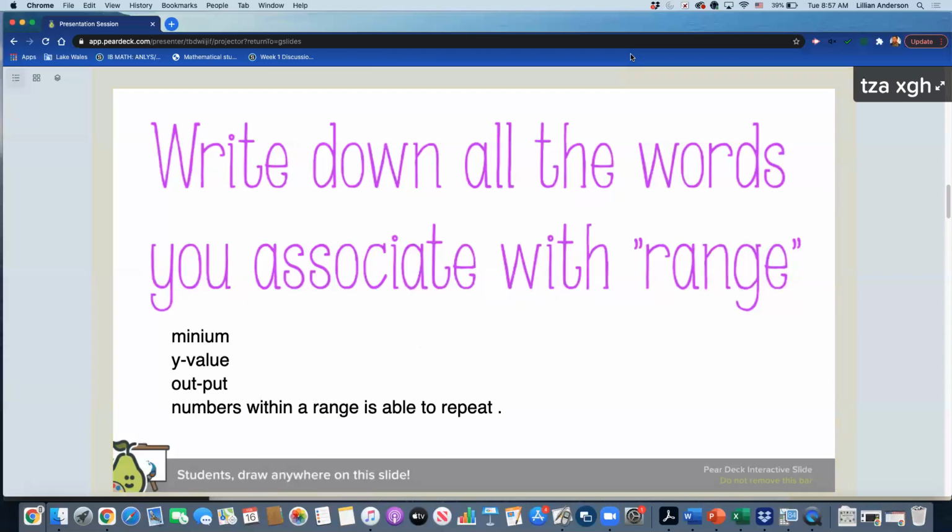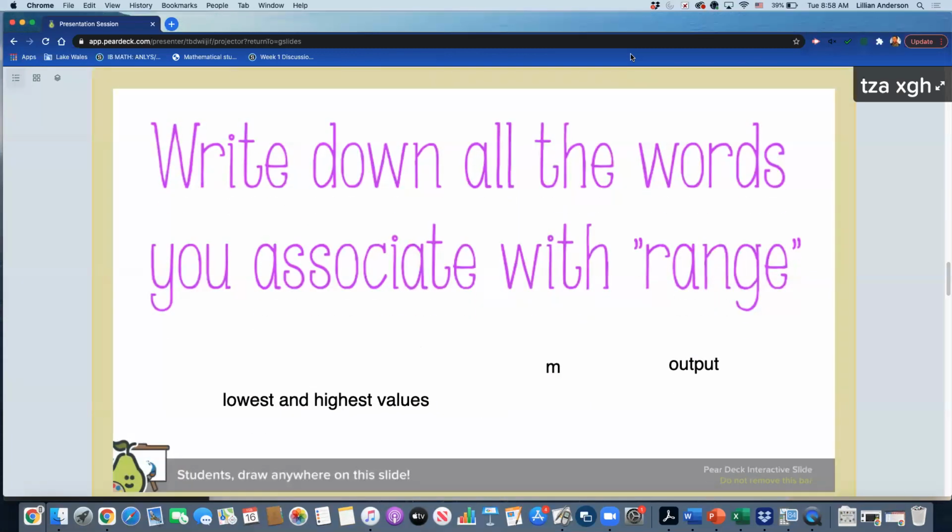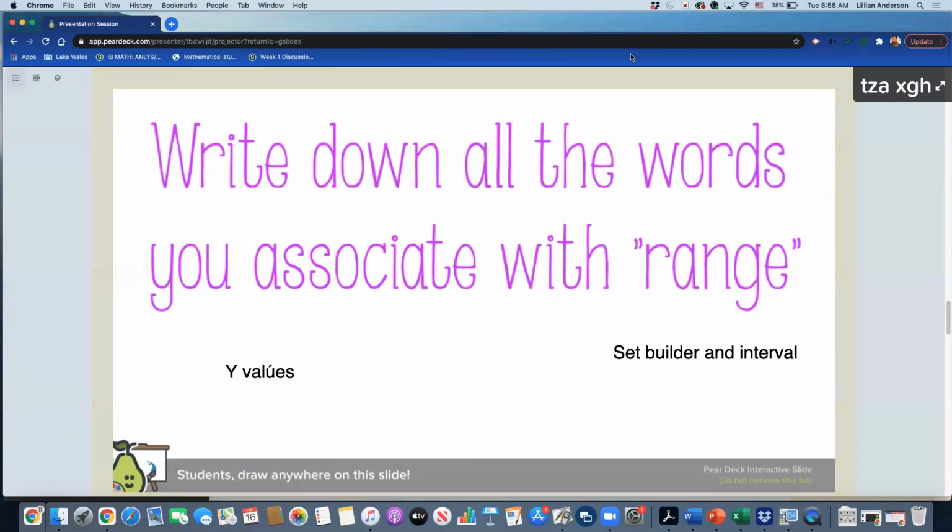Here's another good one, output. Output was another good one that some of you guys had said. And then of course, when you are finding your range, you have your lowest values to your highest values, because we're talking about the Y-axis. Now with range, just like with domain, it can be written in set builder or interval notation, okay?